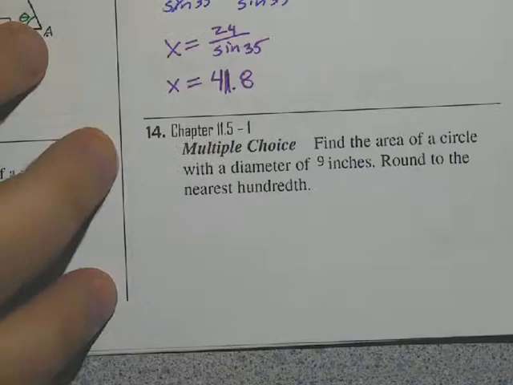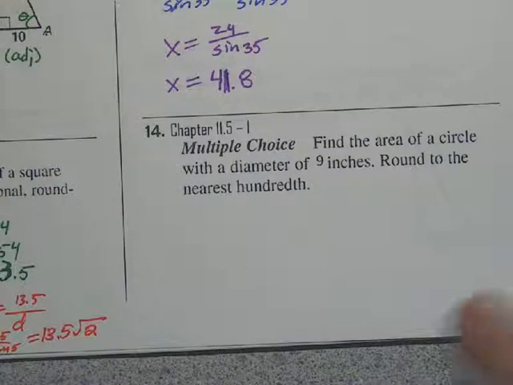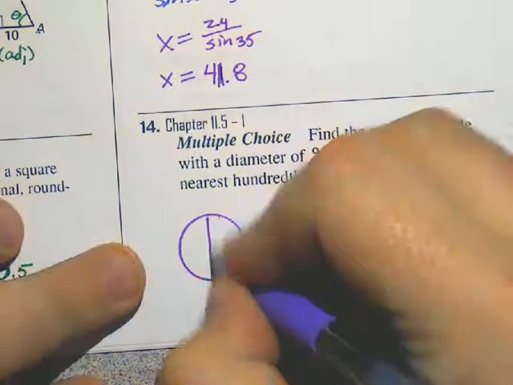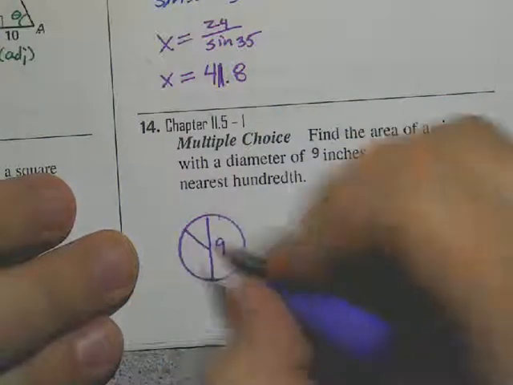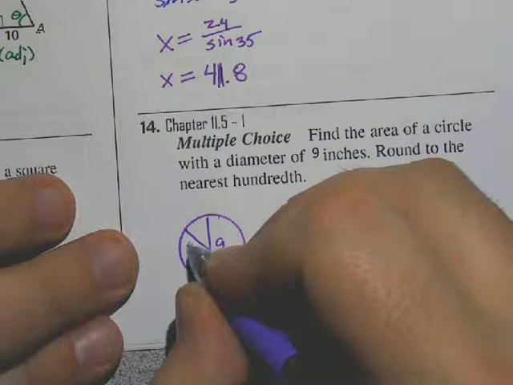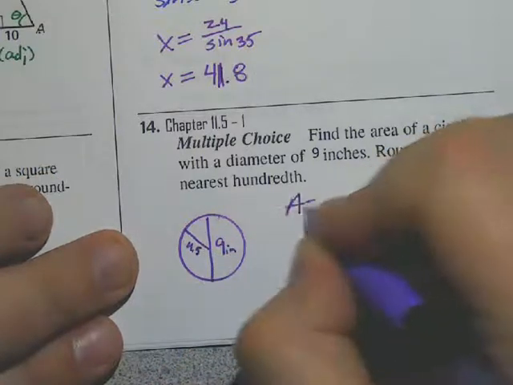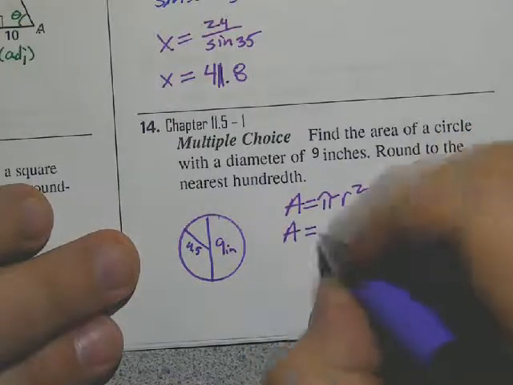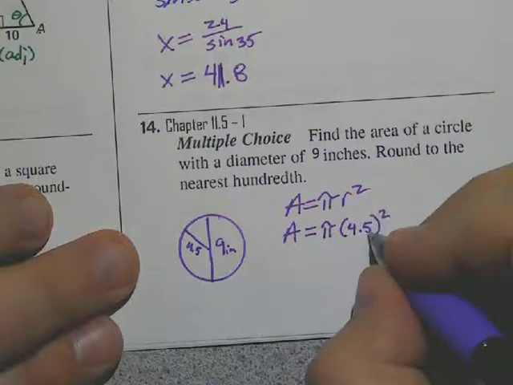Okay, find the area of a circle with a diameter of 9 inches, round to the nearest hundredth. So if I've got a circle and the diameter across is 9, I want to find the area. That means I need to figure out what the radius is. The radius is going to be half of 9, which is 4.5 inches. Okay, so area is equal to pi r squared. And so I'm going to put area equals pi times 4.5 squared. And that should have an inch in there.